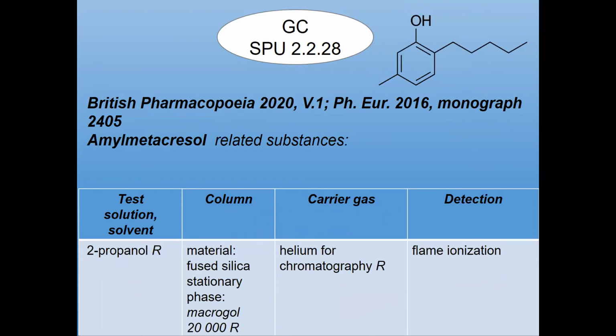Gas chromatography, amylmetacresol, related substances, British Pharmacopoeia, European Pharmacopoeia. Test solution: 2-propanol. Column material: fused silica. Stationary phase: macrogol. Carrier gas: helium. Detection: flame ionization.